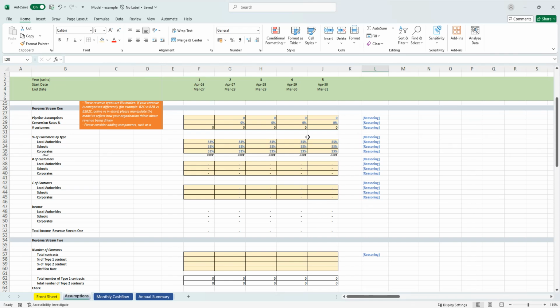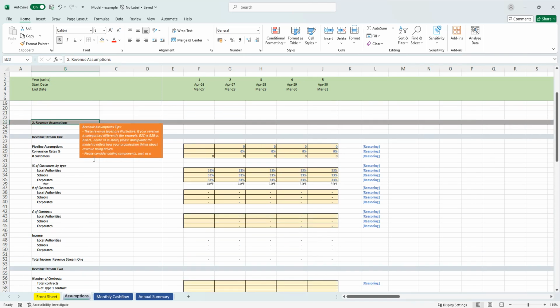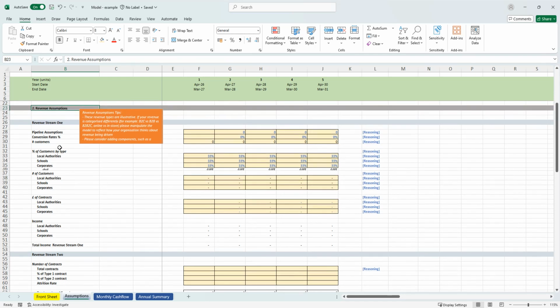And maybe one business has just one product and one set of customers, and so you can just use one revenue stream to model it. Other businesses will have, for example, a product that they sell and then training that they sell related to that product. And that might have drivers of growth that look very different. And so that's where you might use the two different revenue streams.